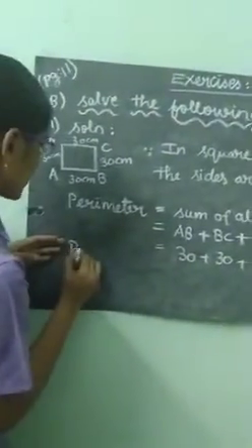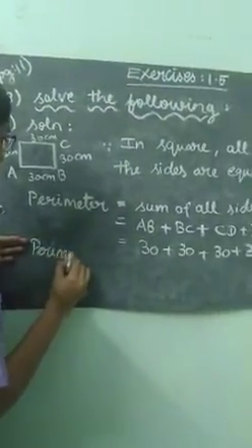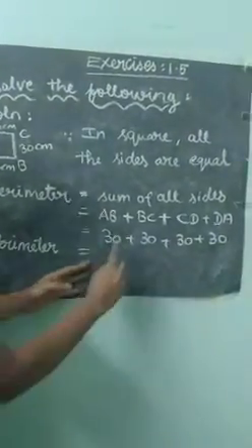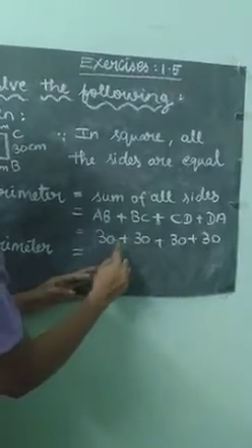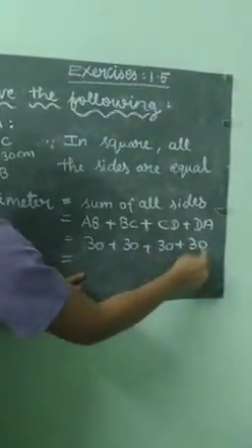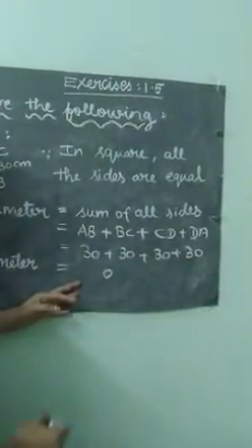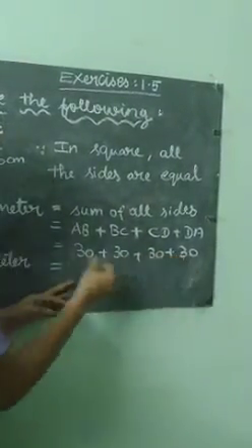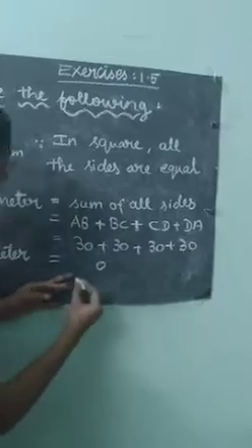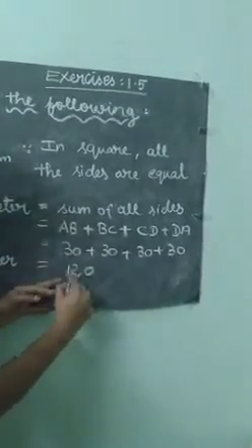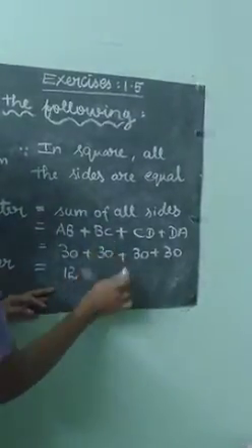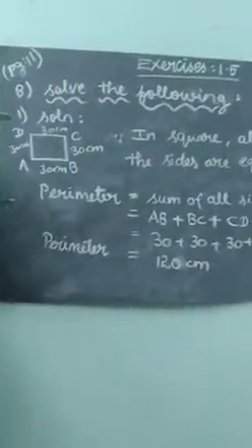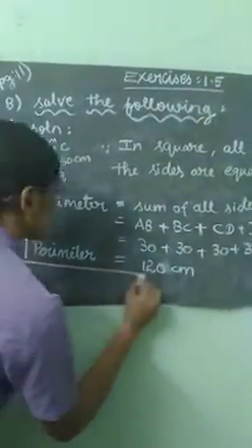Now final answer. Perimeter equal to. Okay? 0 plus 0 plus 0 plus 0, 0. Now 3 how many times? 1, 2, 3, 4. So 4 3s are 12. So before you put 12. So 120. 120 centimeter. Okay, mama. Put the box.